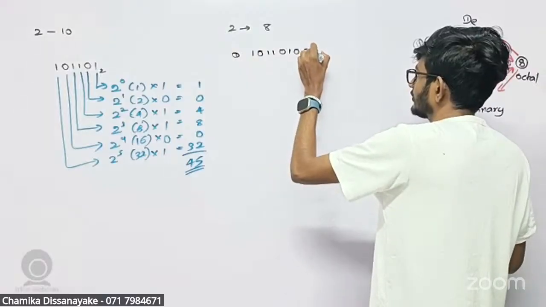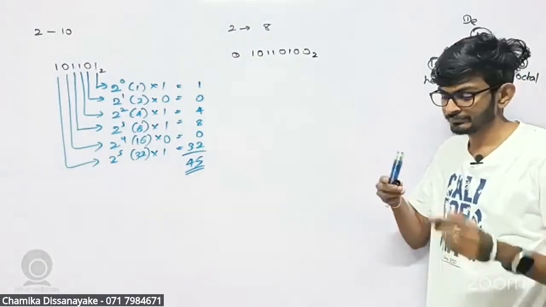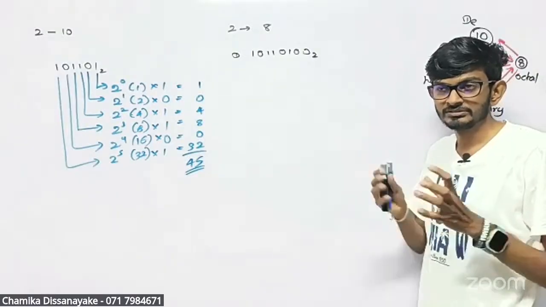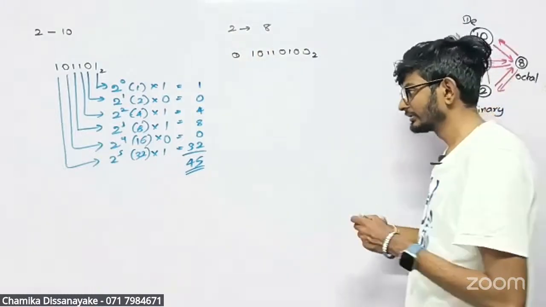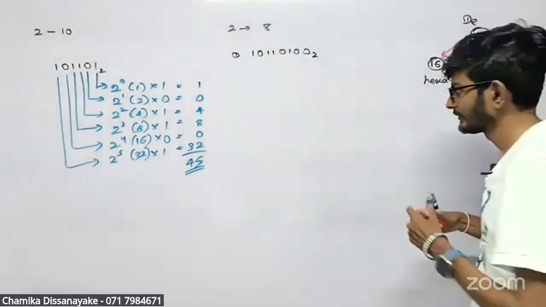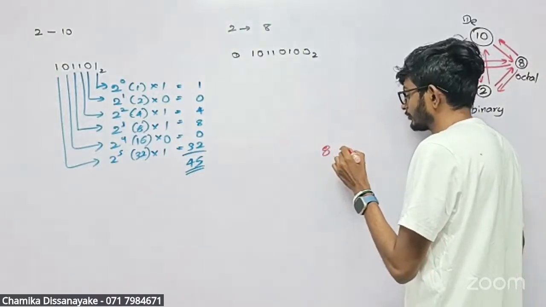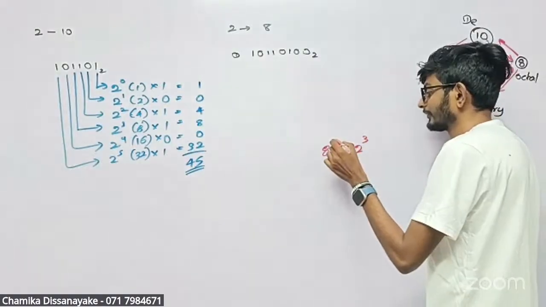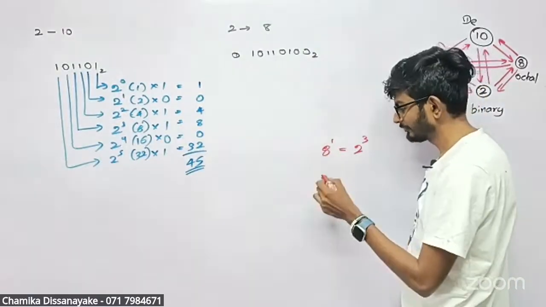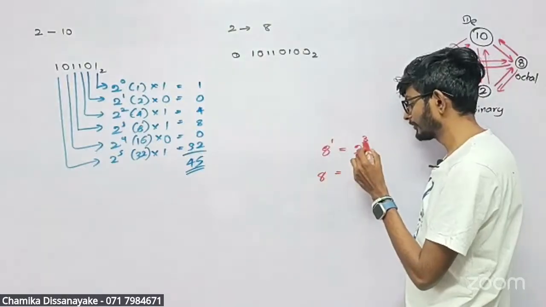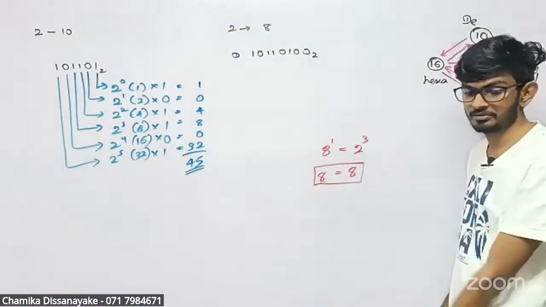So the number will be 101101000. When we want to convert binary to octal, we need to know the link between binary and octal. The link will be 8 is equal to 2 to the power 3. 8 to the power 1 means 8, 2 to the power 3 means 8. The same thing, no? This is the connection between those two number systems.